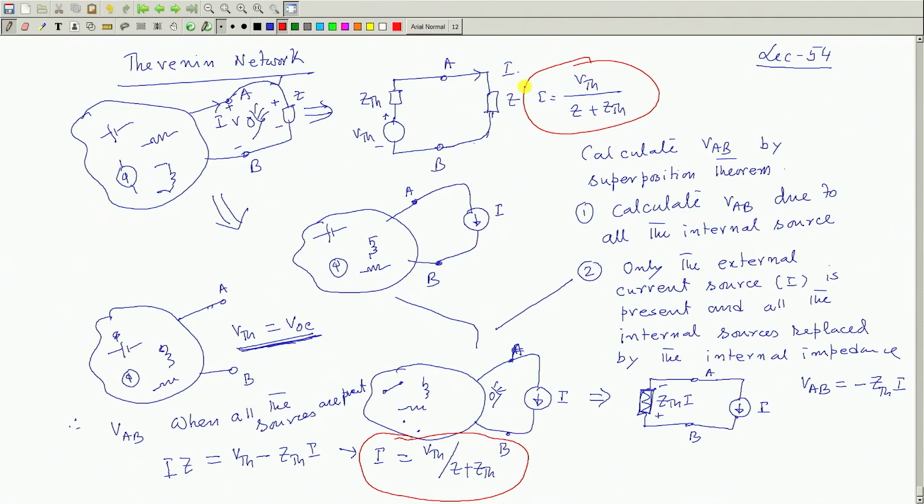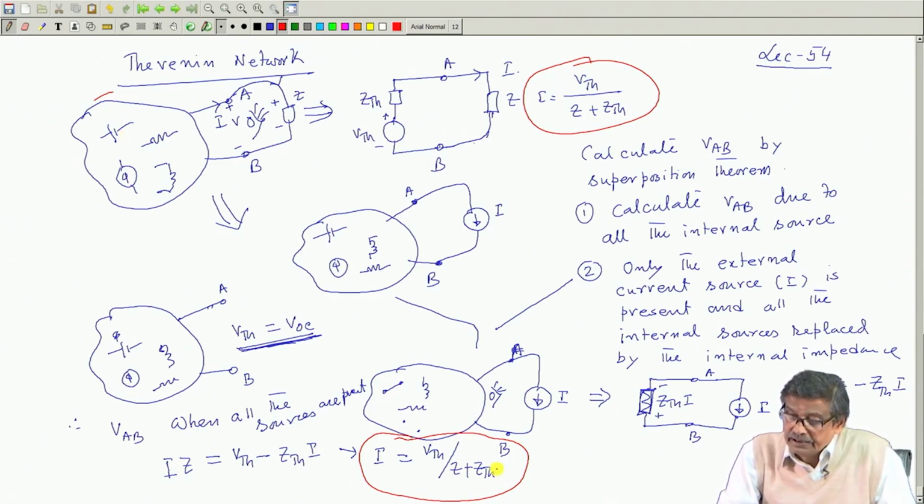Therefore, you see, however complex the network is, the theorem states that across a given pair of points of your choice, you may be interested to know what is the Thevenin's equivalent of this big network across points A and B. To find out that, what you have to do is this: you have to find out the equivalent impedance of this network with all internal sources replaced by their internal impedances. That is what I have to do.